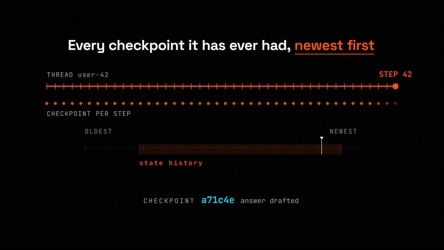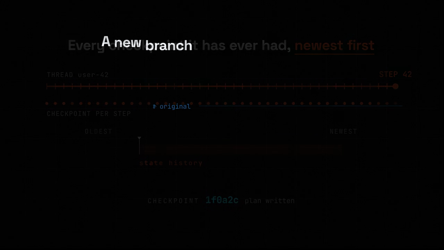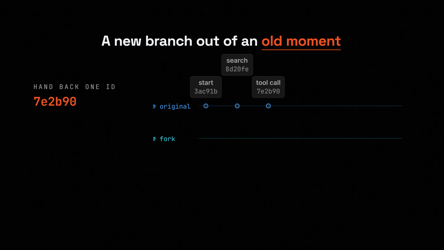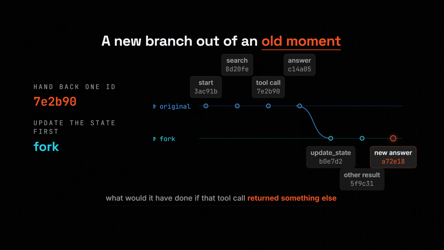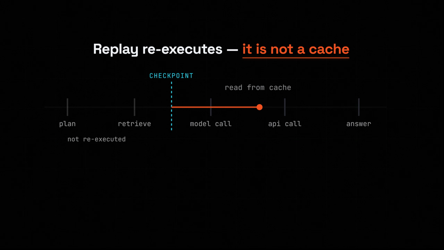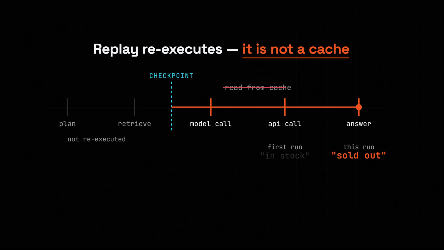Ask a thread for its state history and you get back every checkpoint it has ever had, newest first, each carrying its own ID. Hand one of those IDs back and the graph replays from that point forward. Update the state first and you fork instead, a new branch growing out of an old moment, so you can ask what this agent would have done if that one tool call had returned something else. The docs state the limit plainly, which I appreciate. Replay re-executes the nodes after your checkpoint. It is not a cache. The model calls fire again, the API calls fire again, and the answers can come back different.